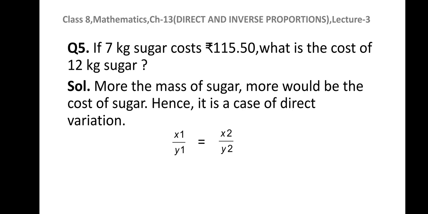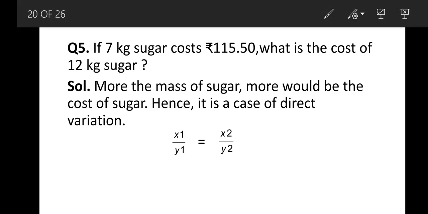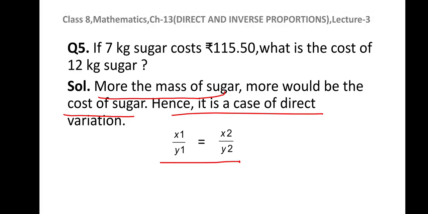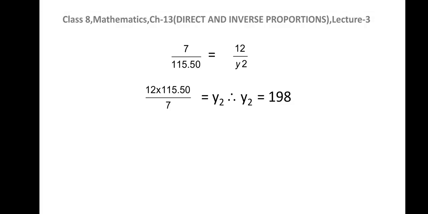Question number 5 is, if 7 kg sugar costs rupees 115.50, what is the cost of 12 kg sugar? We can analyze this question and conclude that the more the mass of sugar, the more would be the cost of sugar. So it is a case of direct proportion, and we know the relationship x1 over y1 is equal to x2 over y2.